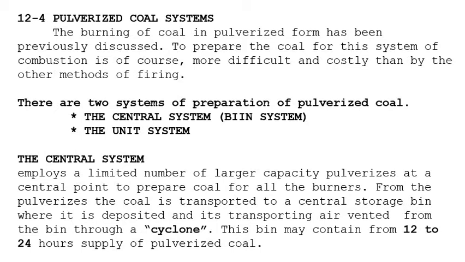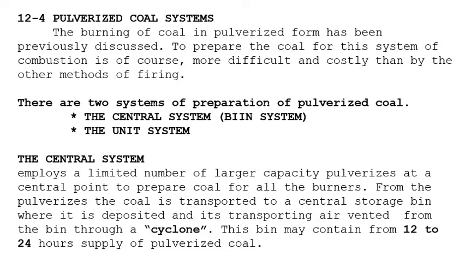The burning of coal in pulverized form has been previously discussed. To prepare the coal for the system of combustion is, of course, more difficult and costly than for the other methods of firing. So this one is expensive. There are two systems of preparation of pulverized coal: the central system, or the bin system, and the unit system.